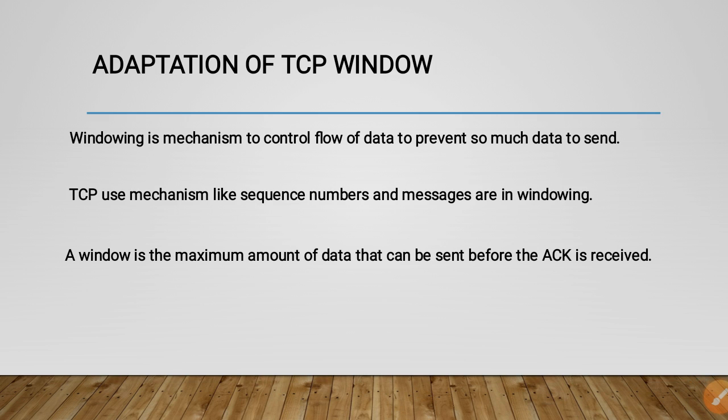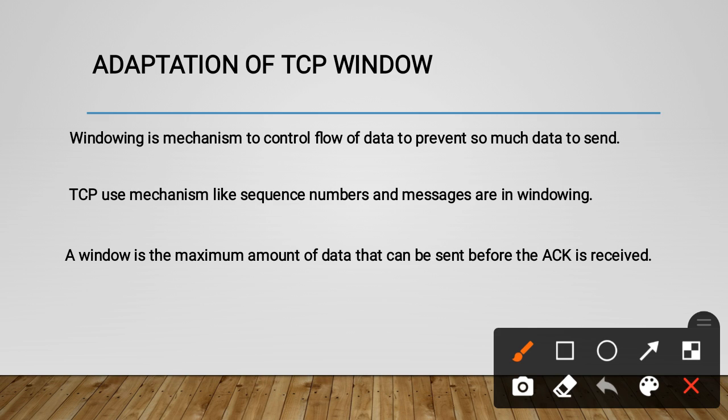Then, adaptation of the TCP windowing. Windowing is a mechanism to control the flow of data to prevent too much data from being sent. TCP uses mechanisms like the sequence number and the message windowing. The window is the maximum amount of data that can be sent before the acknowledgement is received.